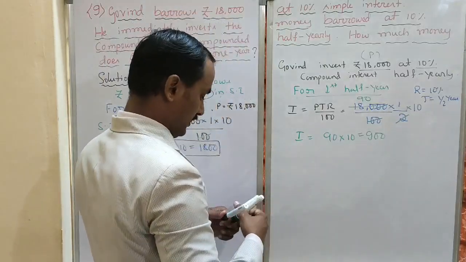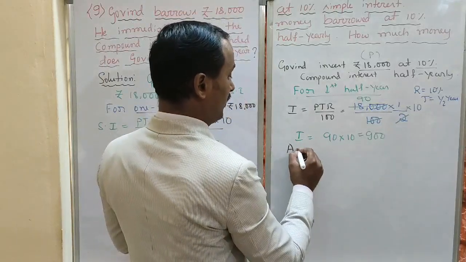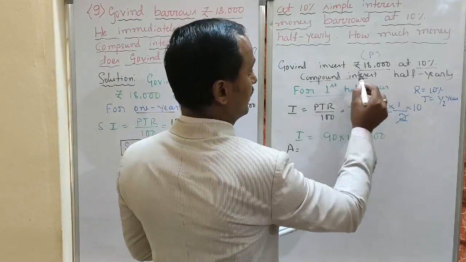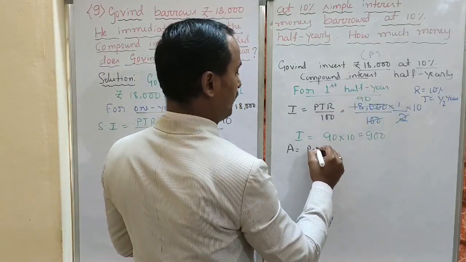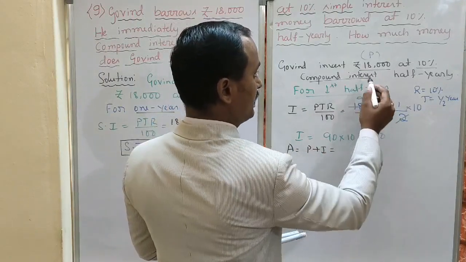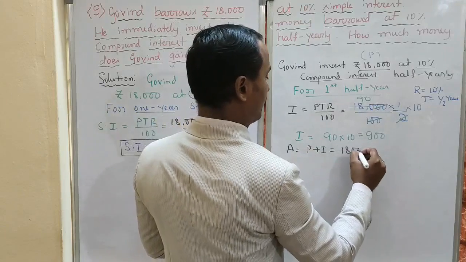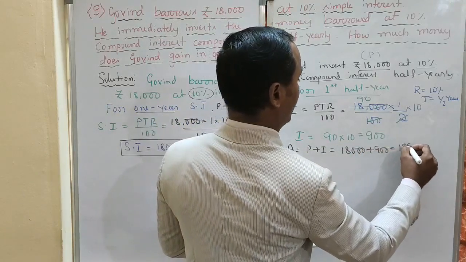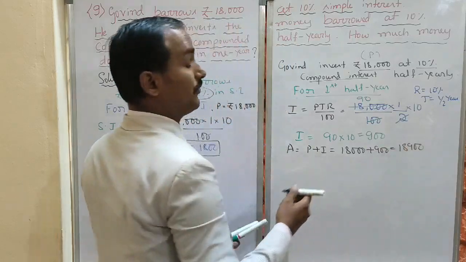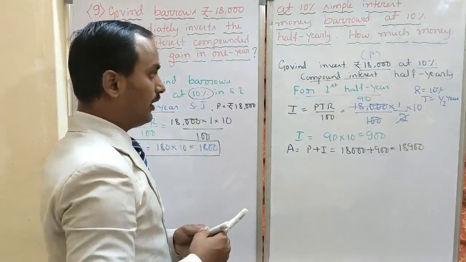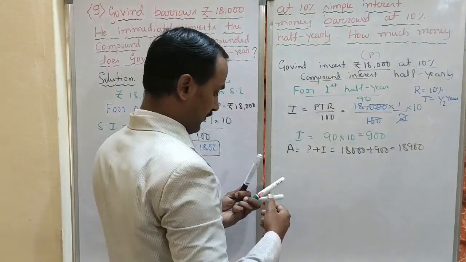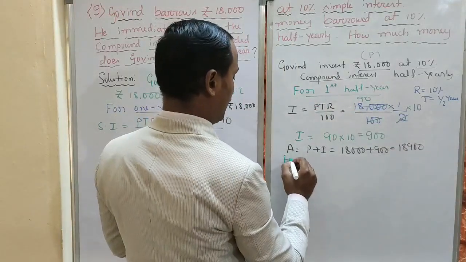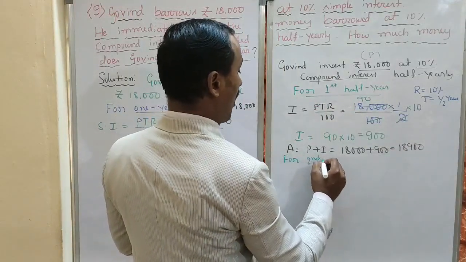Okay, understanding that amount became. I am doing compound interest, dear children. See, amount is equal to principal plus interest. Principal is 18,000 plus 900, it became 18,900, dear children. First half year amount. Now I am going for second half year.